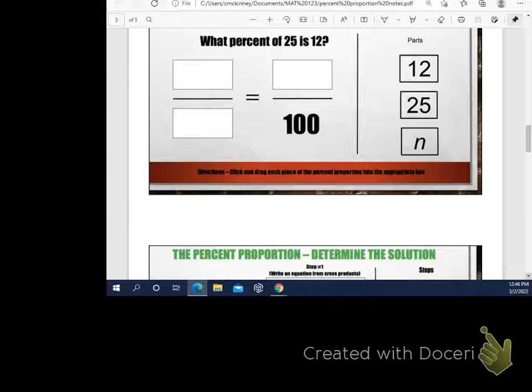So, where would my numbers go? 12 on top, 25 on bottom. Notice it says of 25. So whatever goes after of is going to be down here. The one before is usually going to be up here. And then this is where our percent goes. So when it says what percent, in this case I know that's what I'm looking for.